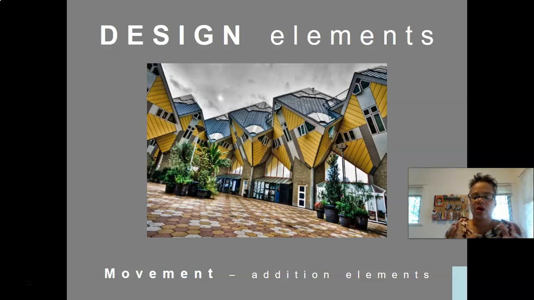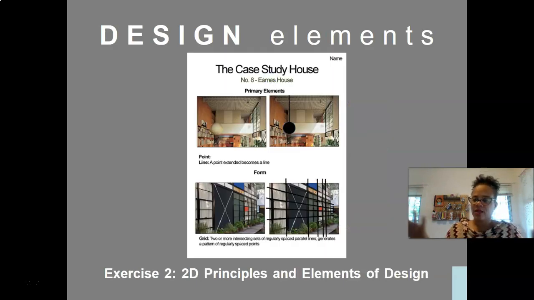So again, the design elements are really an alphabet. Each one of these is an A, B, C. And what you're going to learn to do through the course of this program is put them together into words, then into sentences. And then when you get to studio, it will become paragraphs.